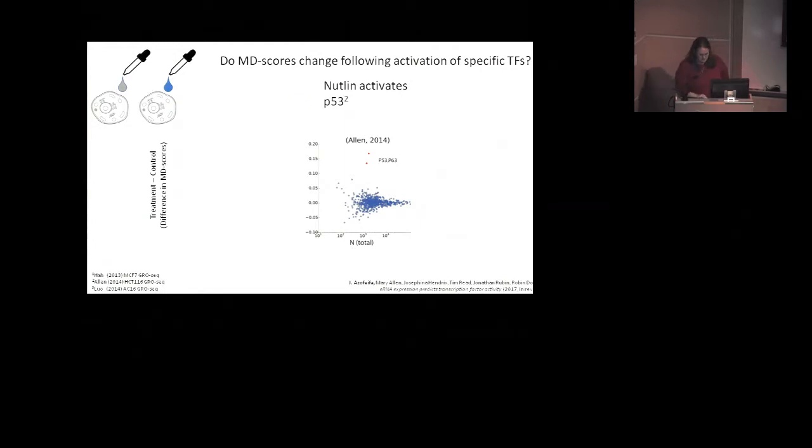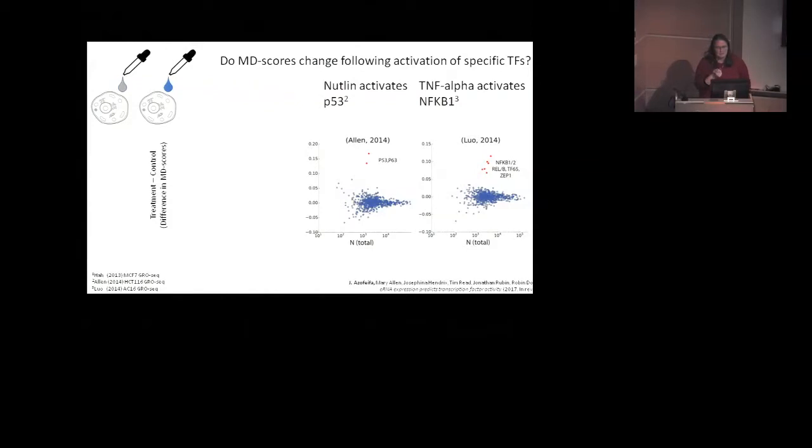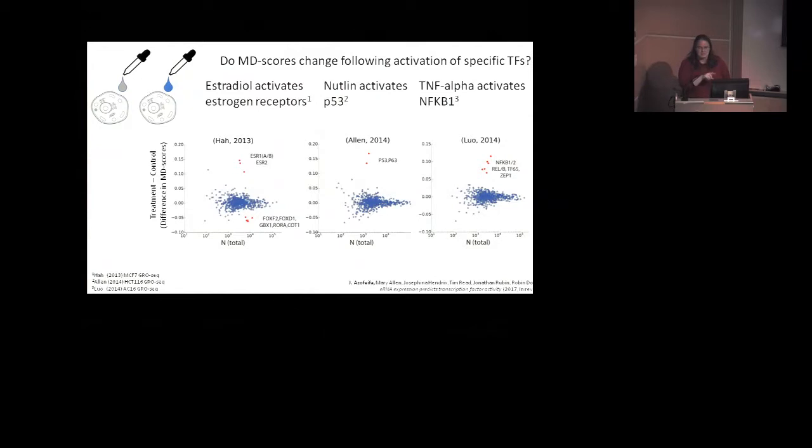This is not specific to P53. I can expose cells to TNF-alpha. TNF-alpha is known to activate NF-kappa B1, and in fact, when we do this exposure, we recover by MD score the 5 subcomponents of the NF-kappa B complex. I can also expose cells to estradiol, known to activate estrogen receptors, and when I do this, I get the estrogen receptors that go up and a number of forkheads that go down.